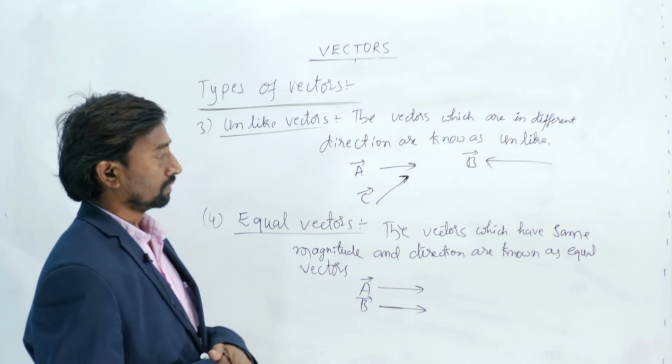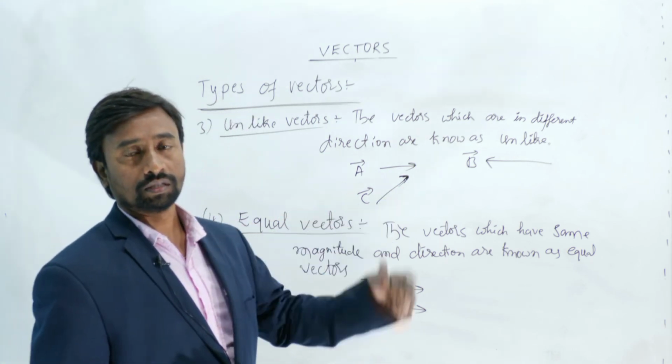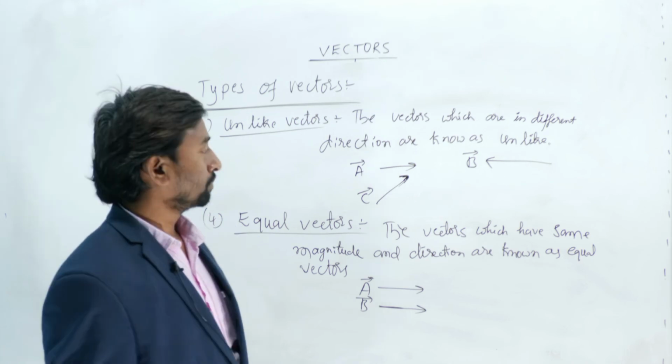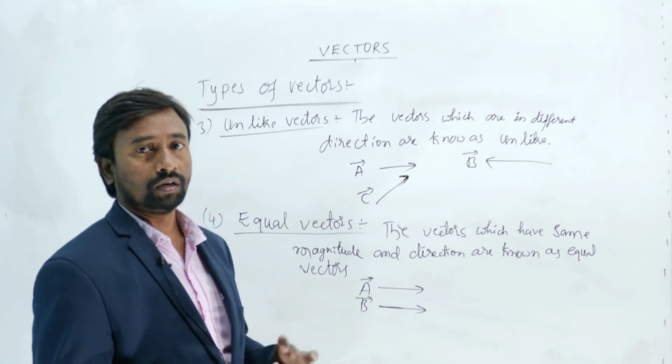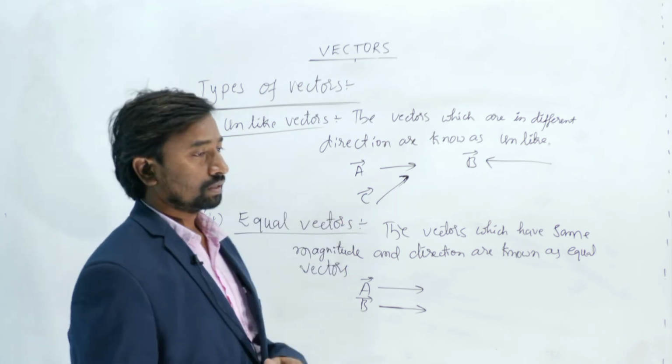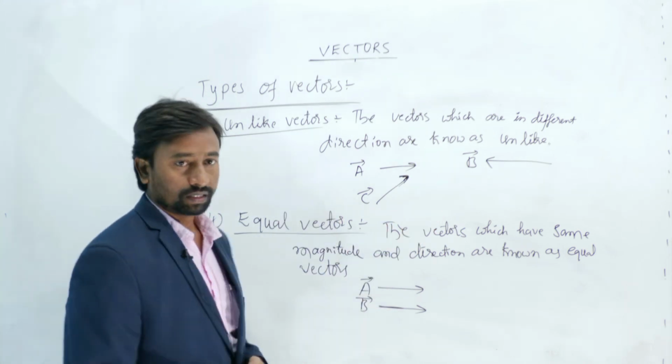Like vectors and unlike vectors are different. Like vectors means two or more vectors in the same direction are said to be like vectors. And if two or more vectors are in opposite directions, then they are said to be unlike vectors, and their magnitudes may be different. Okay. So the next type of vector is here.